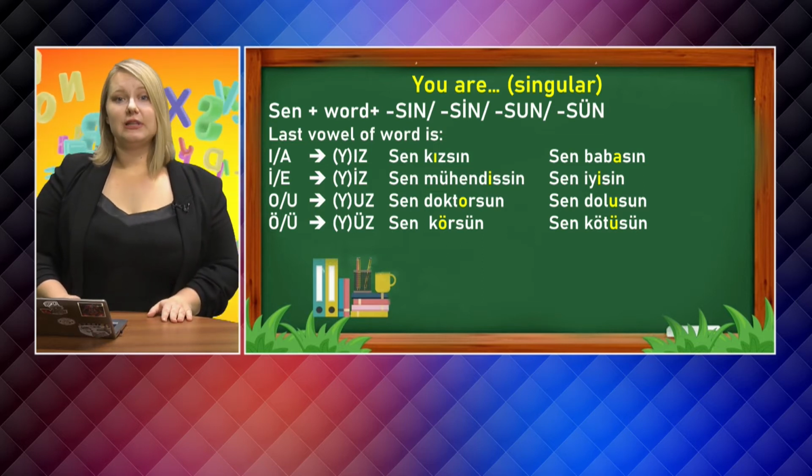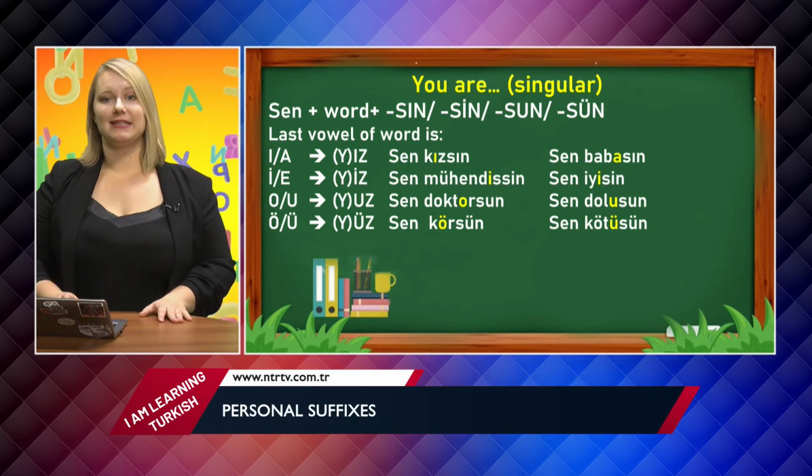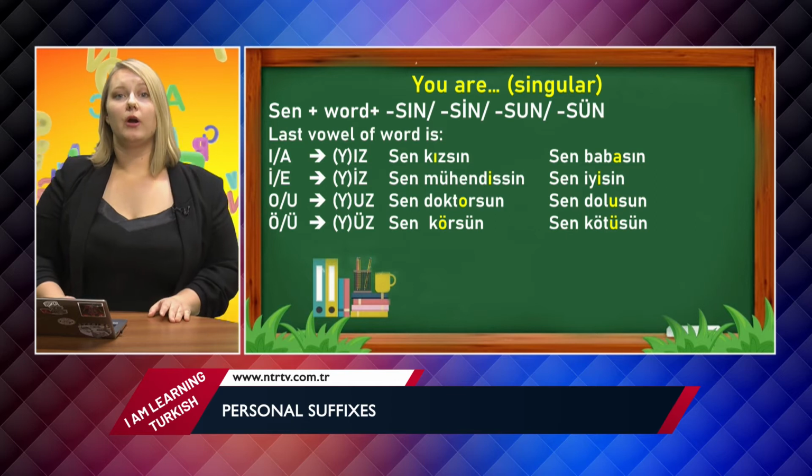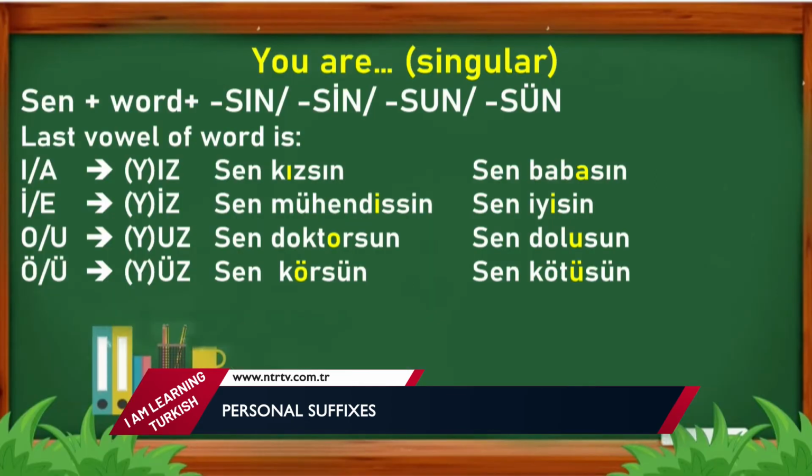As an example, sen kızsın, sen babasın. You see there were ı and a in those letters in the end. Sen mühendissin, sen iyisin.